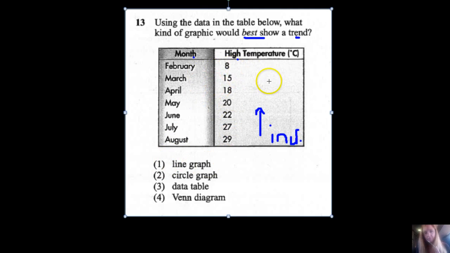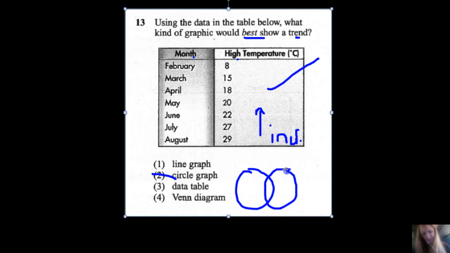We go from February to August. Possibly a circle graph? It's not a percentage. A data table? This is a data table. It's not bad. The Venn diagram is where you compare and contrast stuff. So what would best show a trend? Well, here we can find a trend, but it's not as easy as looking at the line graph. So I would say 1, line graph. There we go. All right, ladies and gentlemen, that concludes this lesson.